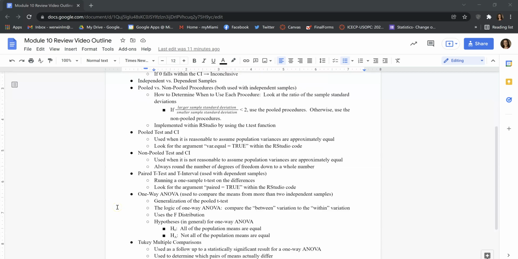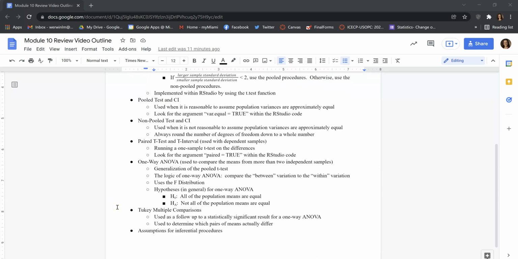The non-pooled test and confidence interval is what we use when it is not reasonable to assume the population variances are approximately equal, as I explained. When reporting the number of degrees of freedom for the non-pooled t-test, you always round down to a whole number. You will probably get a decimal, and that stems from the formula that is used to compute the number of degrees of freedom in the non-pooled scenario. This will not include the argument var.equal equals true. The default is var.equal equals false. So if you leave out that argument, you will get the non-pooled test.